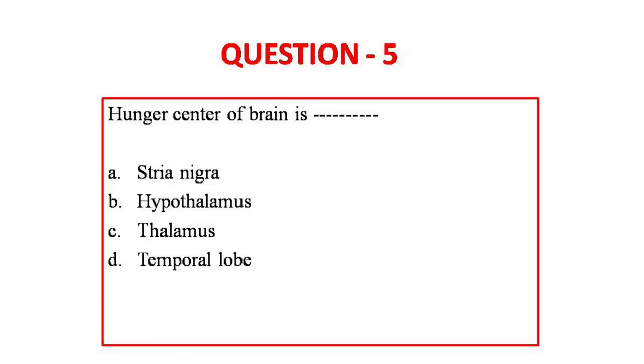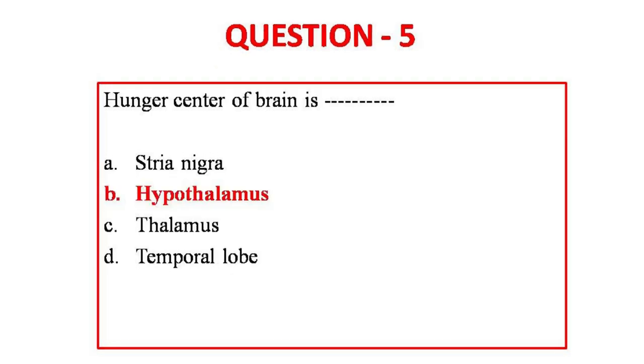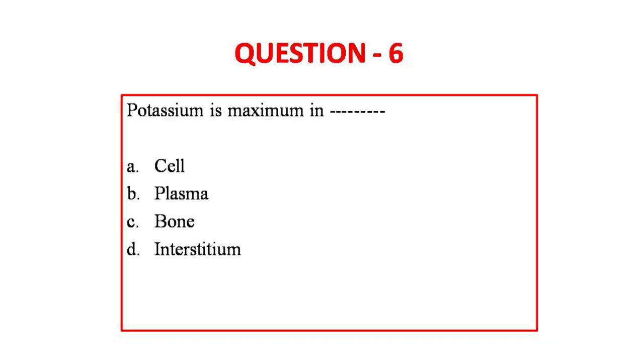So moving on to question number 5. The hunger center of brain is dash. They're given 4 options: stria nigra, hypothalamus, thalamus and temporal lobe. The answer for this question is hypothalamus. See, the hypothalamus is the area which regulates the water balance, it controls the body temperature, it controls the emotions. It is a center which controls the hunger, feeding, sleep, being awake and everything. So the hunger center of brain is hypothalamus.